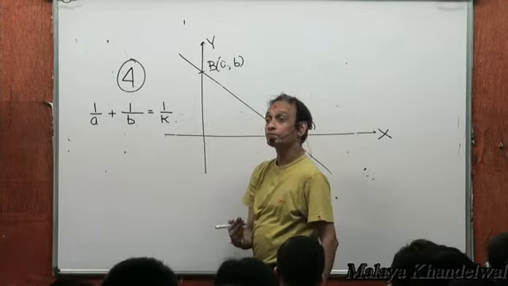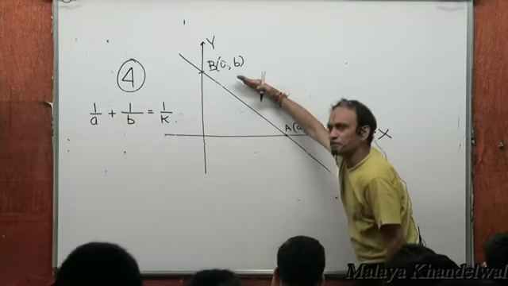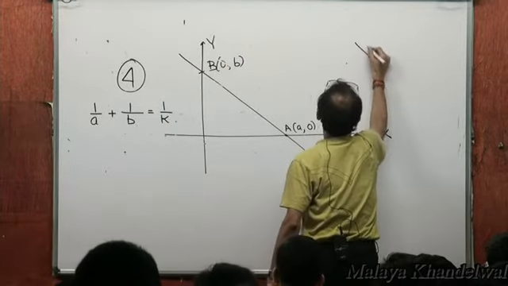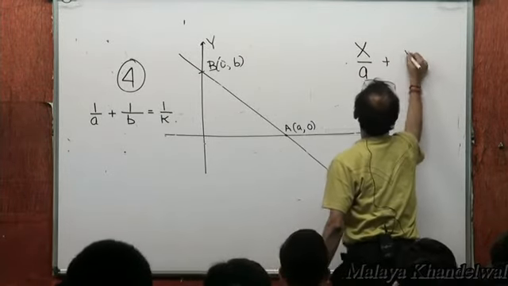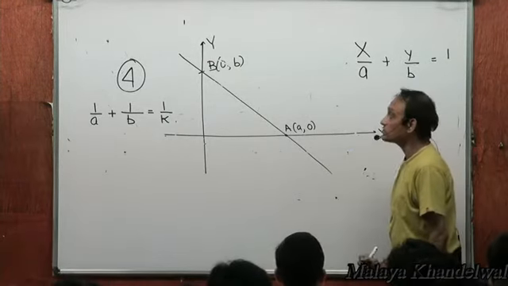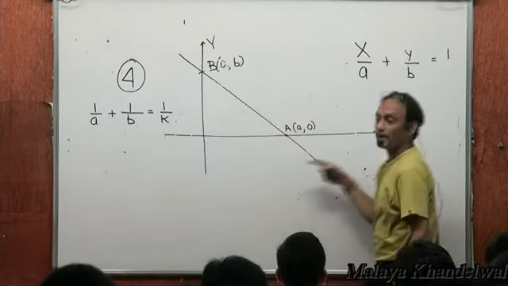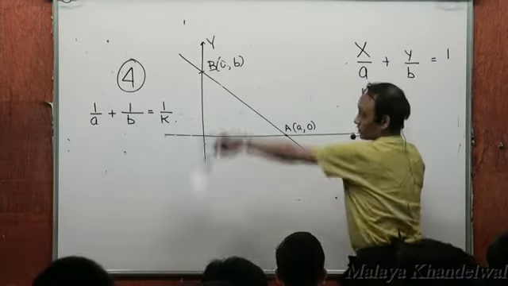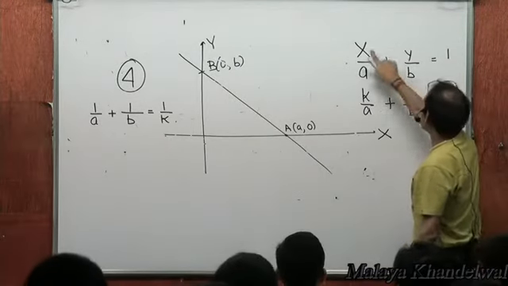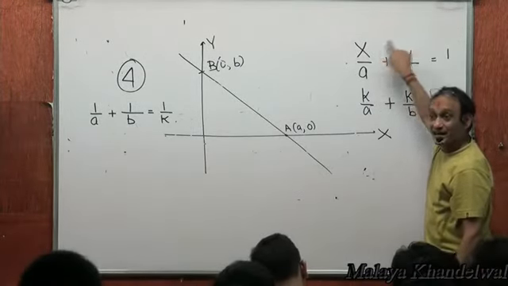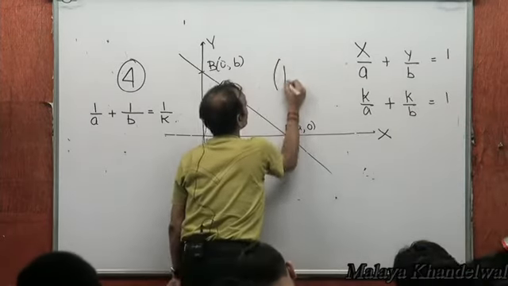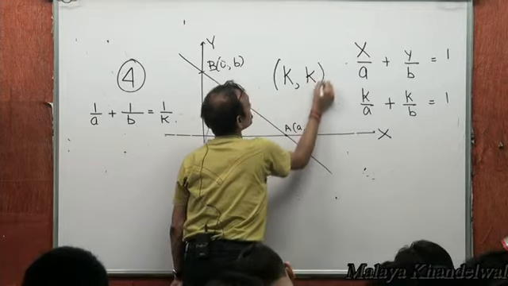Again, no rocket science here. At any given instant, the equation of the line in terms of the intercepts is going to be x by a plus y by b equal to 1. Yes or no? Now look at this, multiply throughout by k. K by a plus k by b equal to 1. That means k comma k will satisfy this equation.